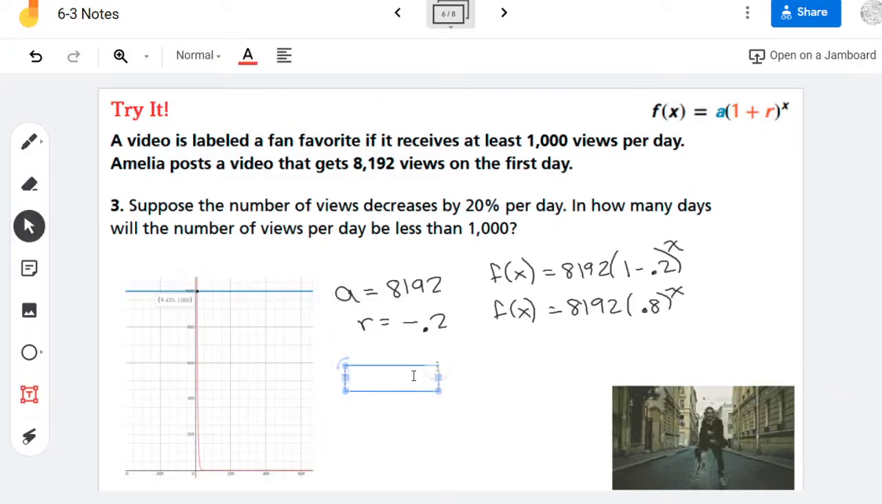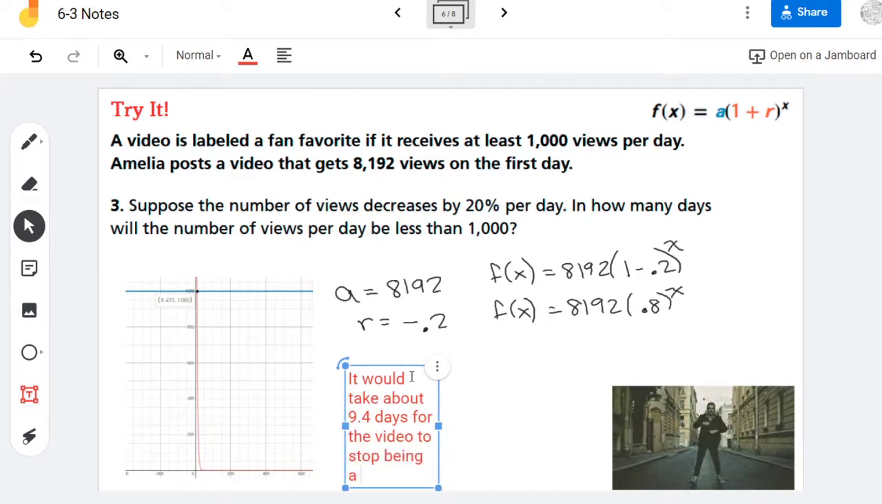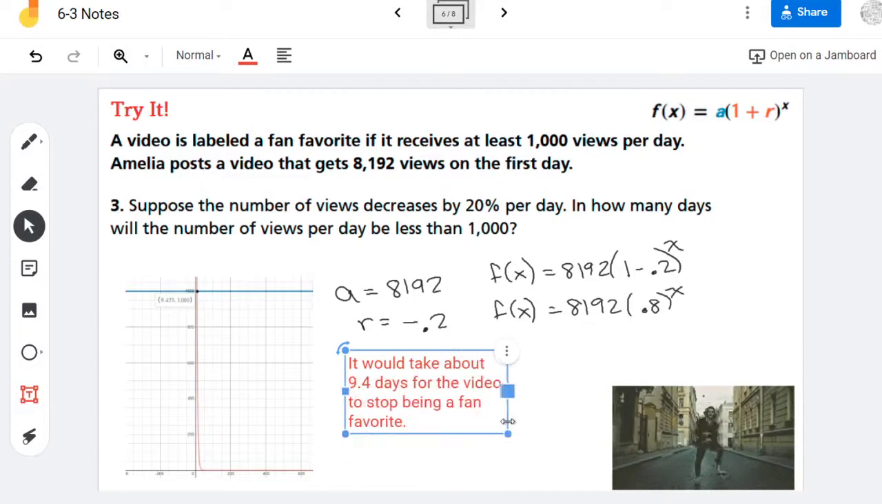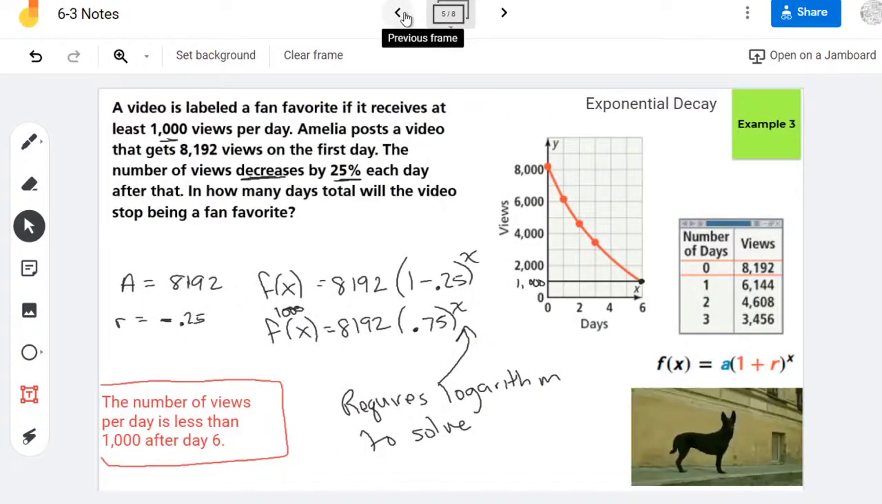And let's type in that answer. So again, it would take about 9.4 days for the video to stop being a fan favorite. We got that by finding the intersection between y equals 1,000 and our function. So there we are. That is an exponential decay model.